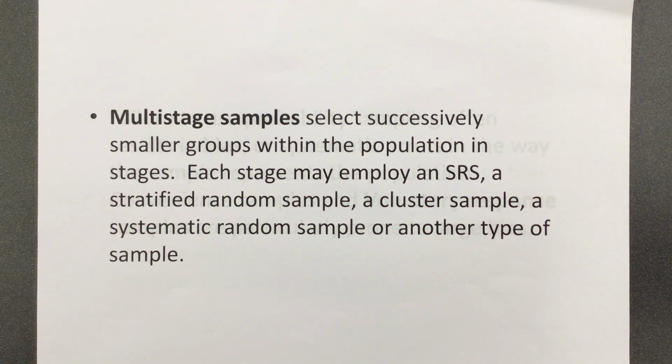Okay. Next, we have the idea of multi-stage samples. Oftentimes, we have populations that are very, very large, and trying to do a simple random sample just wouldn't work, right? Imagine the population is the state of California. We have over 30 million people in the state of California.